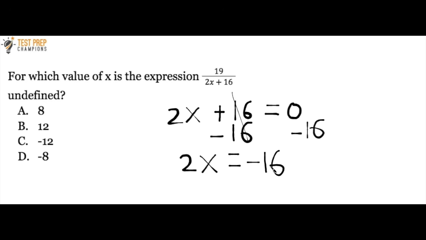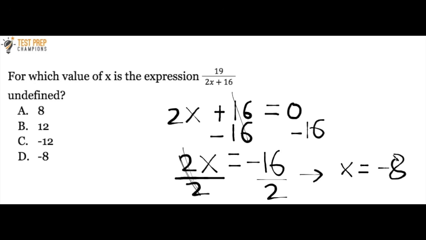2x, that's 2 times x. How am I going to get x by itself? Well, I want to do the opposite of multiplication, which is division. So if I do 2 divided by 2, the 2s will cancel out, leaving me with x. But whatever I do to one side, I also have to do it to the other side as well. So I'll have x equals negative 8 as my answer. And it's really that simple.